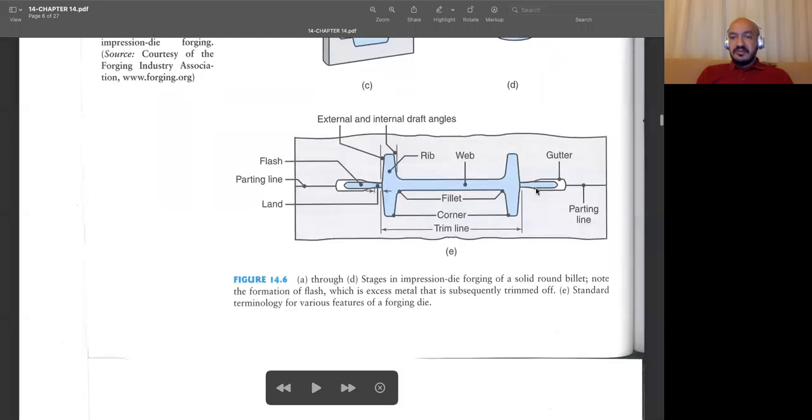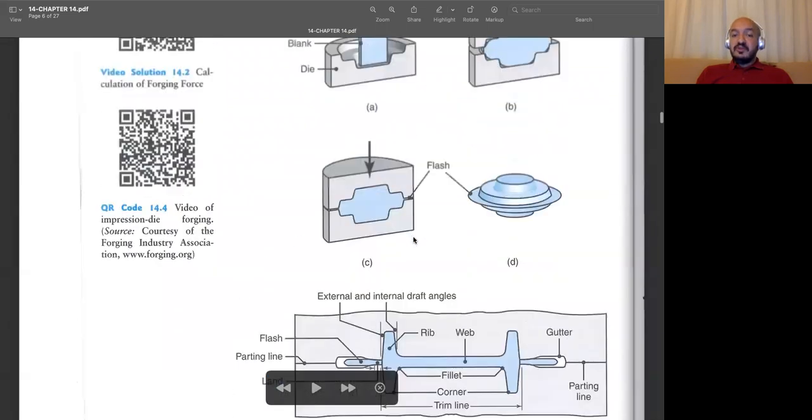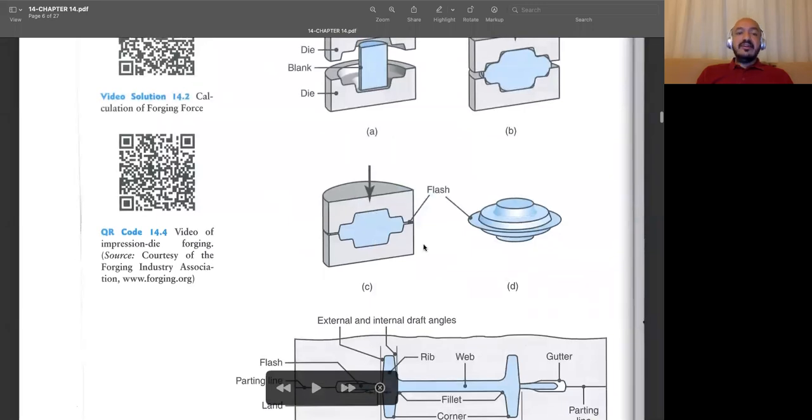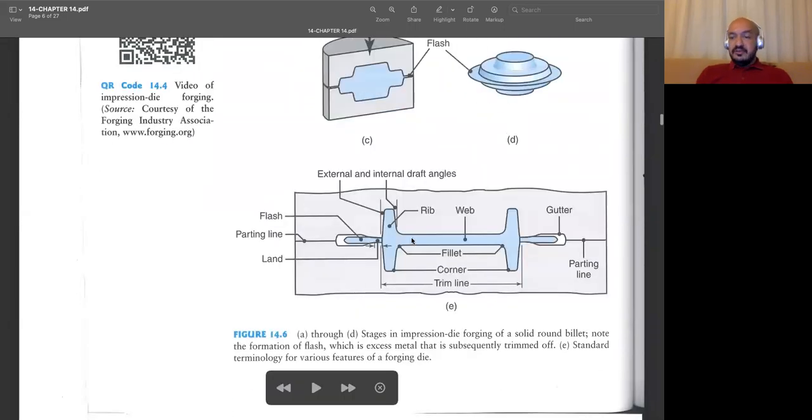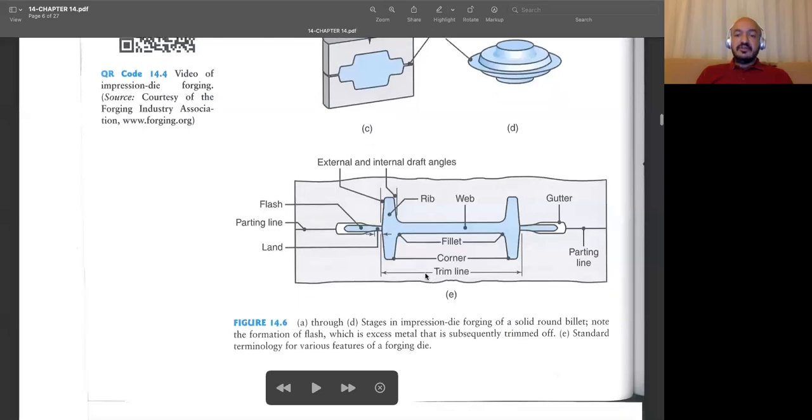Here's another example, as you see. And in some cases, people actually leave or provide some spaces intentionally for the flashes, since otherwise, if you don't provide extra space, then there might be too much pressure on your die, and you may harm your die, and you cannot use it many times. So that's why it's better you actually give some space to the flash material, so that the pressure on our dies is not too much.